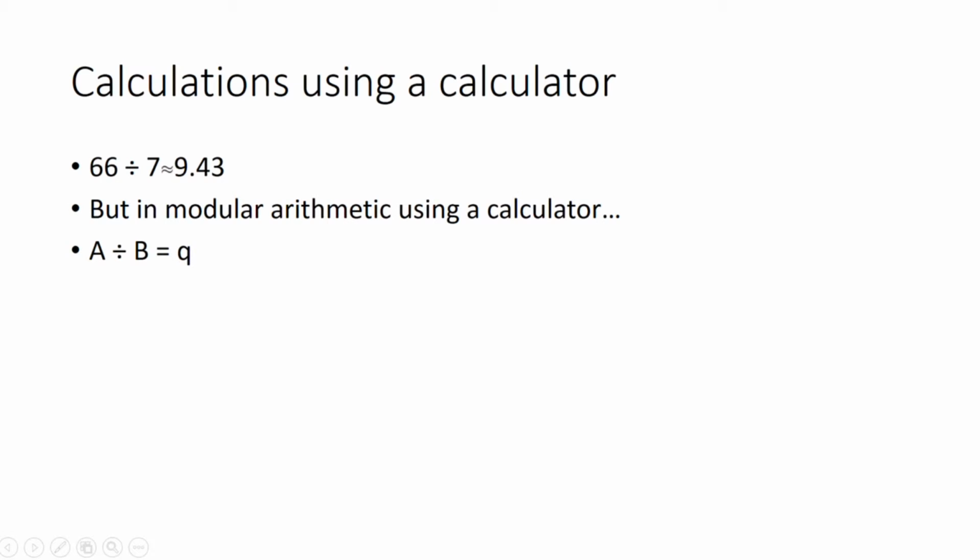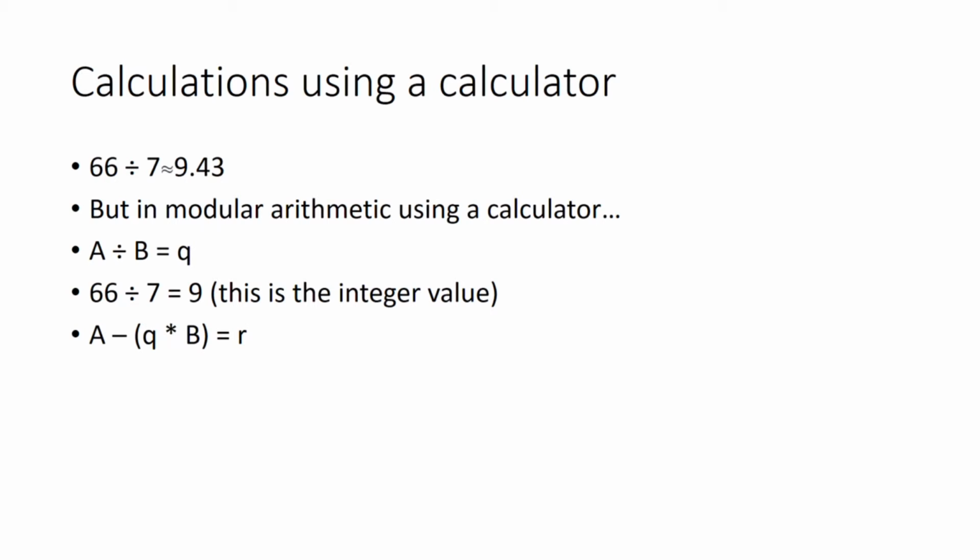So you've got this equation a divided by b. Now, in this equation, you've removed the remainder because you're going to use the calculator to find the remainder. So in this case, a would be 66, b would be 7, and from below, you'll take q equals 9 as an integer value and remove the 0.43. Now, you haven't solved it. You've got to find what 0.43 is in modular arithmetic.